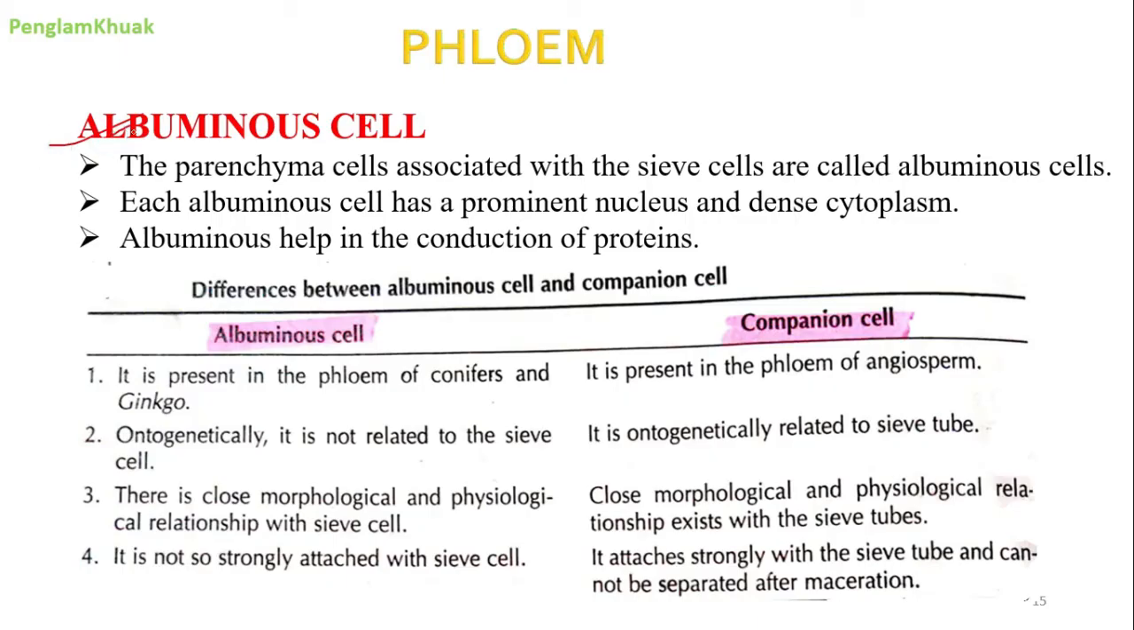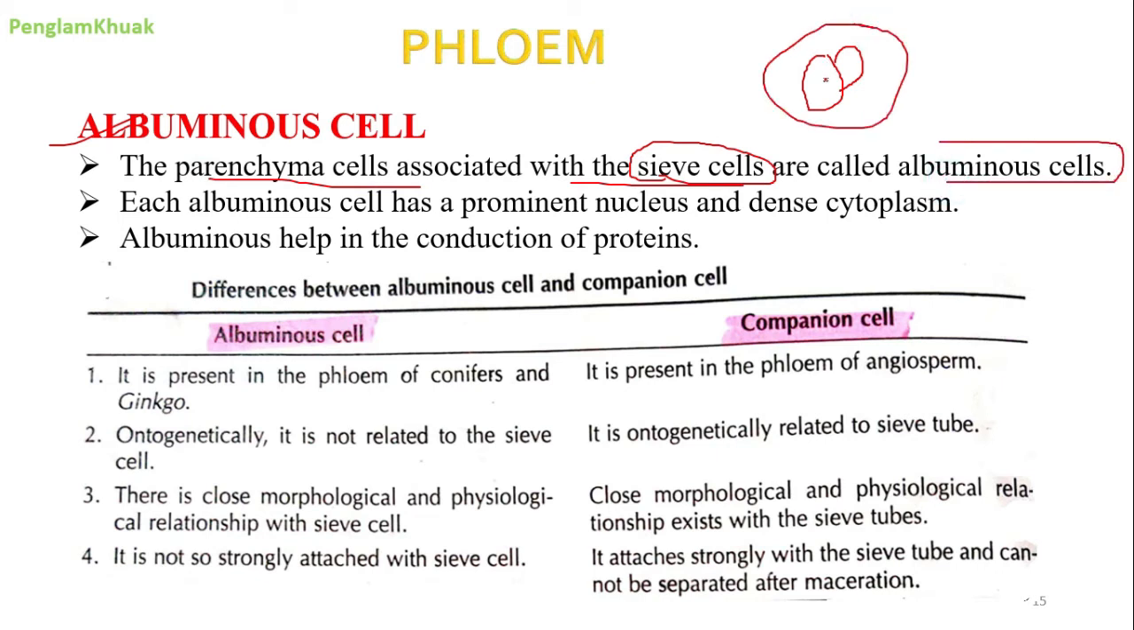Another important term, albuminous cells. In the previous slide, I already mentioned that sieve cells lack companion cells. So let's assume this is a sieve cell, but sometimes these sieve cells have other parenchymatous cells. When they are associated together, those cells will be called albuminous cells. I mean parenchymatous cells associated together with the sieve cells are called albuminous cells. This will be called albuminous cells. This will be sieve cells, and this one will be the parenchymatous cells.